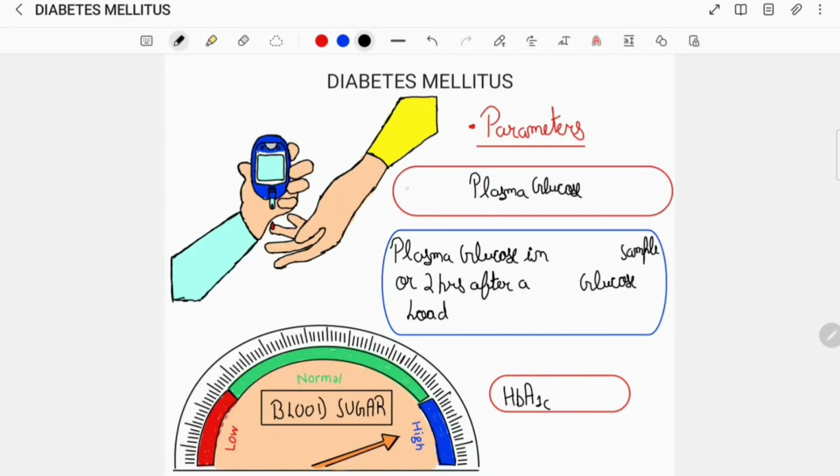Hey everyone, today I'll be talking about diabetes mellitus. Diabetes mellitus is a disorder characterized by high levels of glucose in the blood.